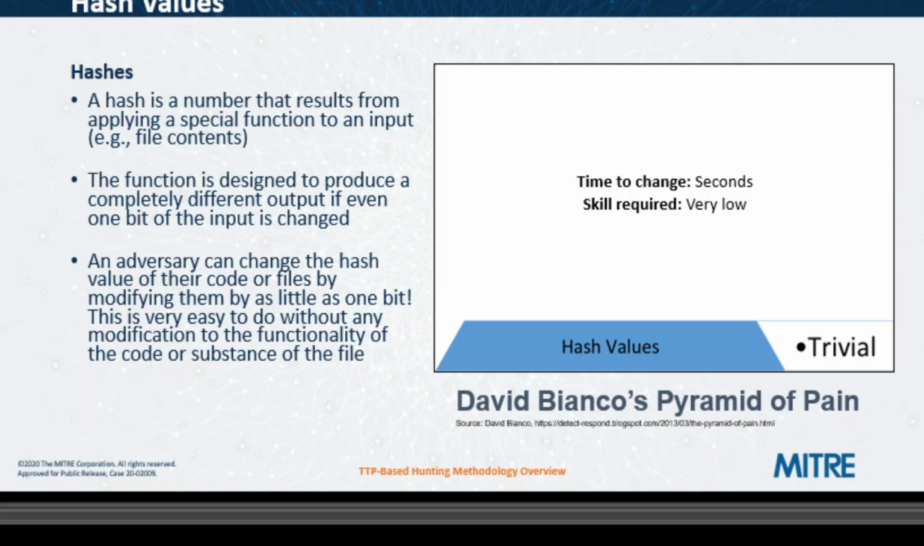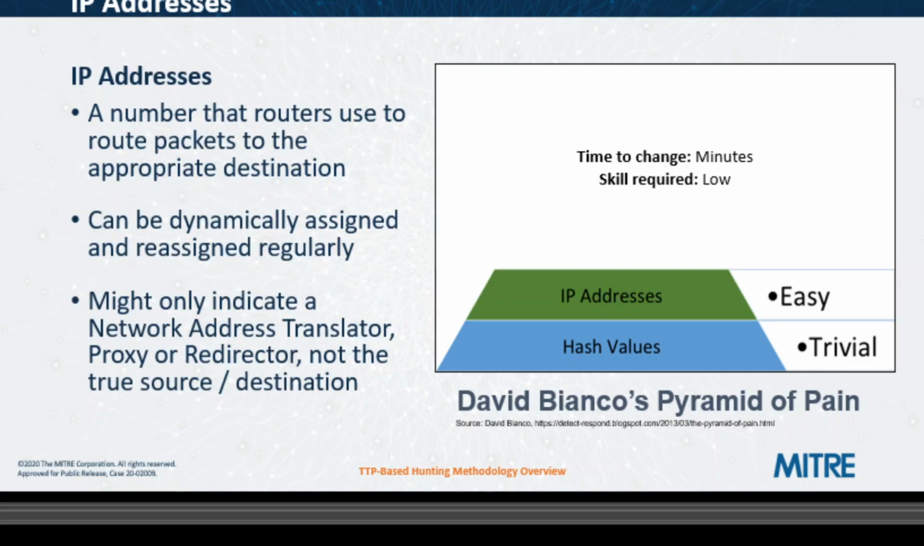Therefore, the adversary just needs to change a single byte or bit, and their hash changes, and they evade your detection. The second lowest layer of the pyramid of pain is IP addresses. IP addresses are just numbers that are used to route IP traffic through a network, and they are dynamically assigned, and they get reassigned regularly through things like DHCP.